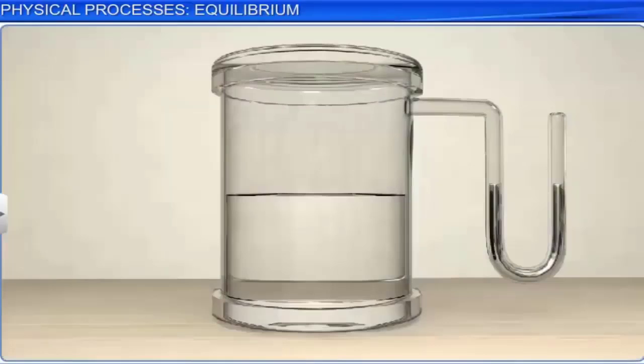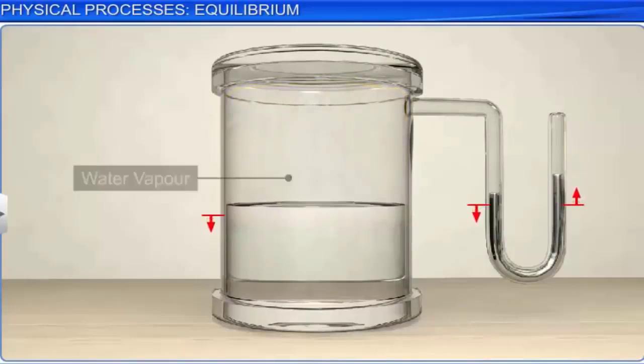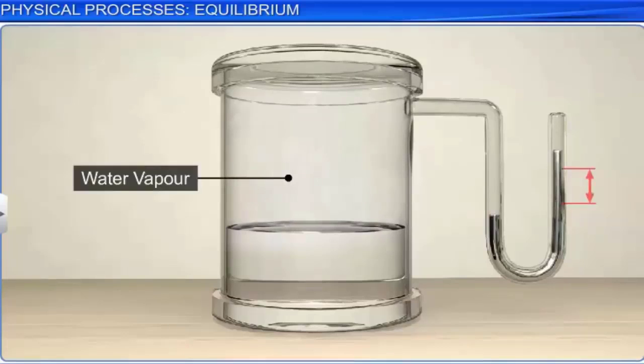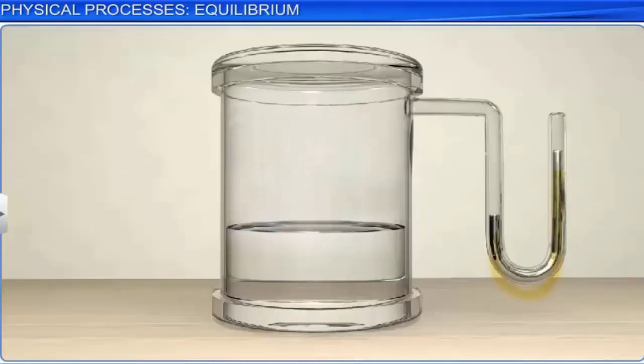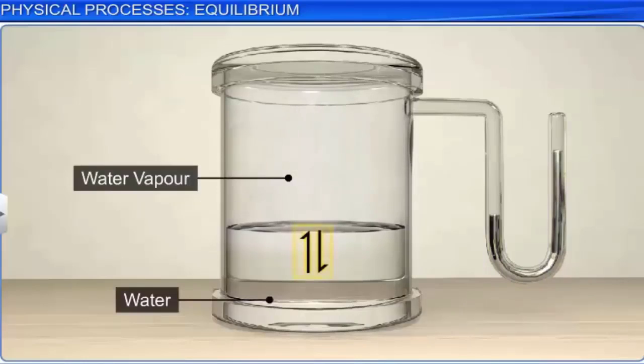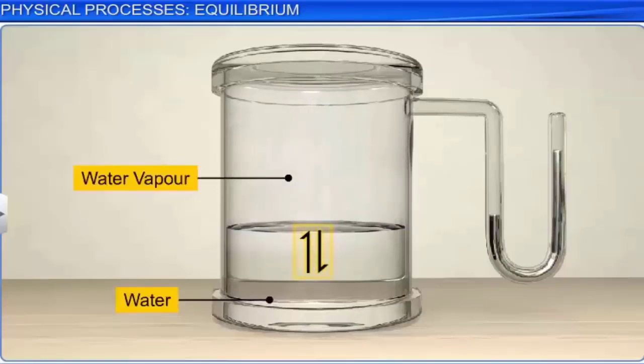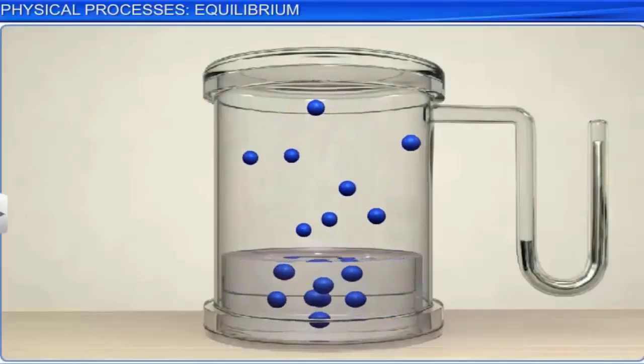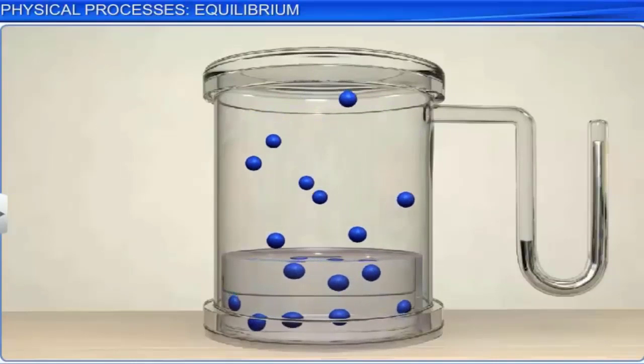In the beginning, there was no water vapor inside the vessel. As water evaporated, the pressure inside the vessel increased, which was indicated through the rise in the level of mercury in the manometer. After some time, the level of mercury in the manometer remains constant, indicating that a state of equilibrium has been attained between water and water vapor. The molecules of the vapor in their movement collide with other molecules, with the walls of the container as well as the surface of the liquid.